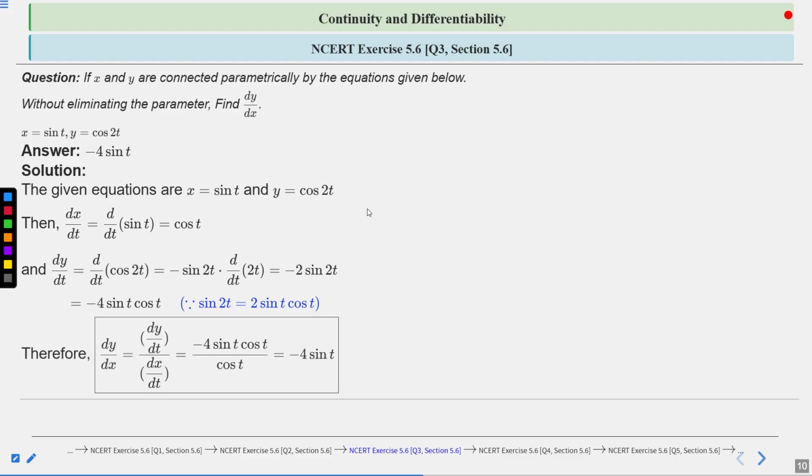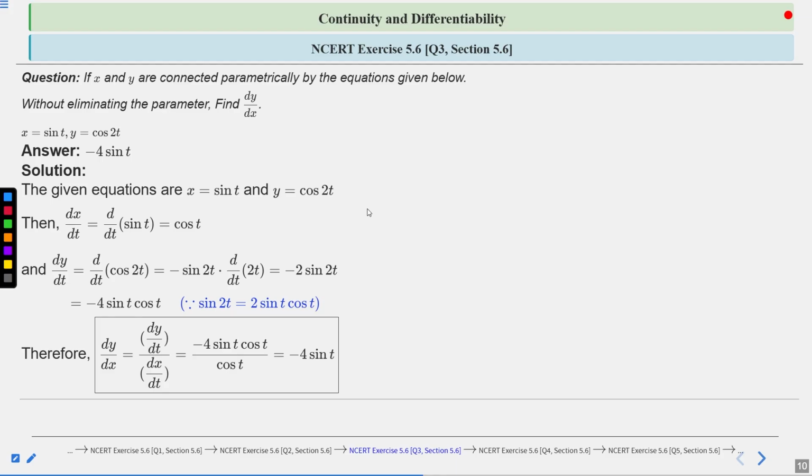Therefore, we can say that dy by dx will be equal to dy by dt upon dx by dt, which will be equal to minus 4 sine t cos t upon cos t, right? So after cancelling out cos t from the numerator and the denominator, we can find that dy by dx is basically equal to minus 4 sine t.